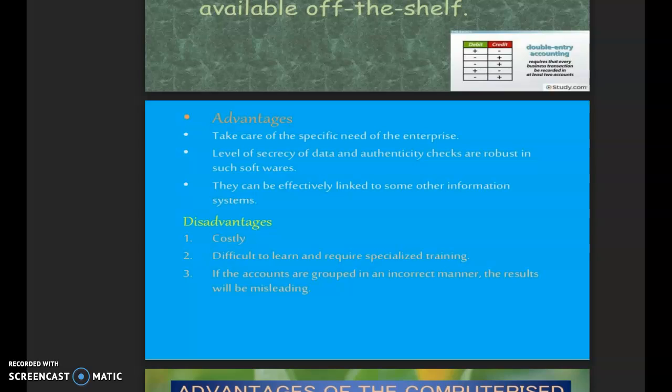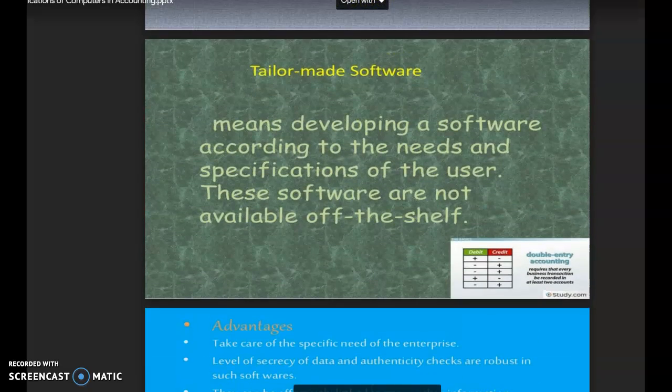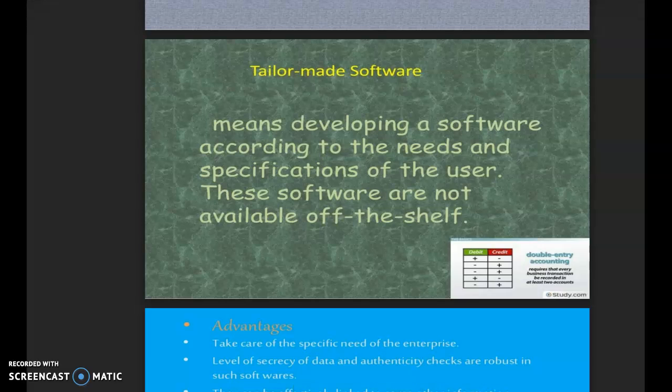If the accounts are grouped or coded in an incorrect manner, if at the beginning the entry is wrong, the recording of the transaction is wrong, or the software has not functioned in a systematic manner, then automatically the result or output will also be wrong or misleading. So these are some of the advantages and disadvantages of the ready to use softwares and the most important tailor-made softwares.